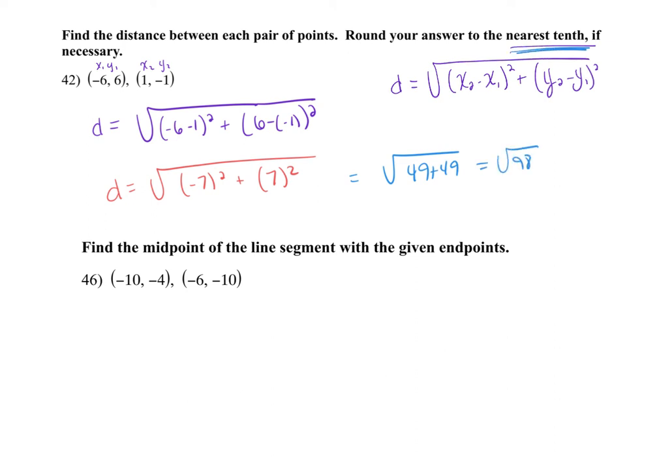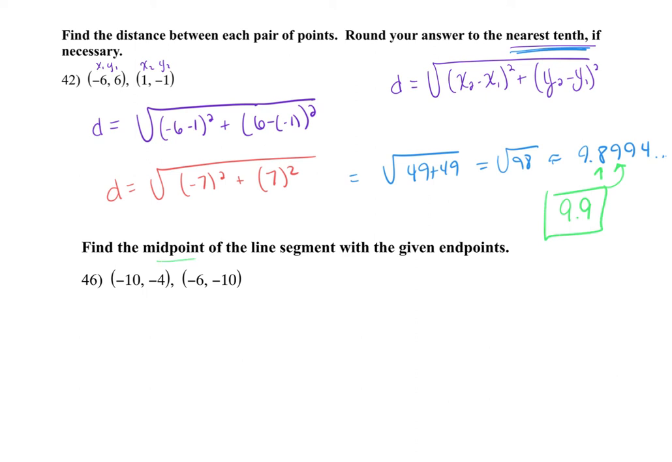Since they want this to nearest tenth, you need to put that into your calculator. And you will get this, which you will need to round. The nearest tenth would be this place, so you're going to look to the second one behind it. Since it is a 9, you would round up, and your answer here would be 9.9.